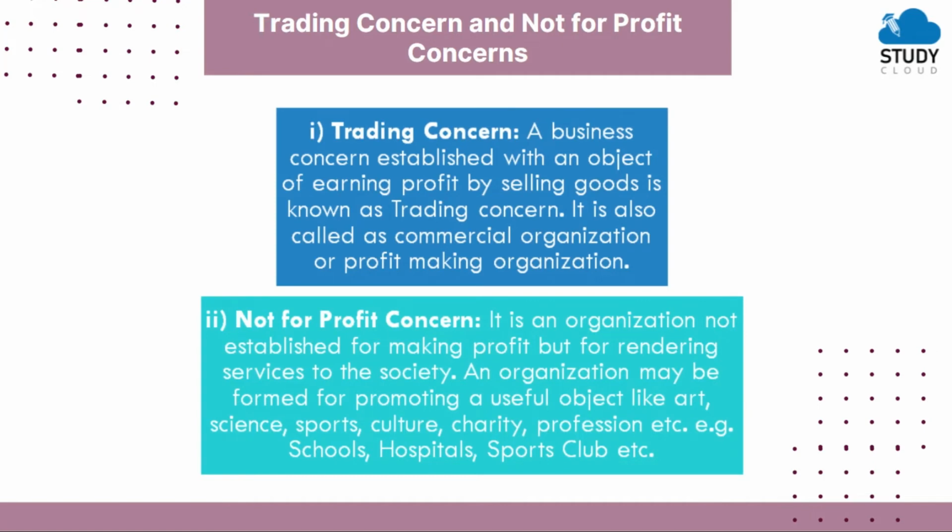For example, if there is a hospital, the main purpose of a hospital is to provide service or to provide a proper healthcare system to the citizen, not to earn profit. The main objective of schools will be to provide education but not to earn profit. These are known as not for profit concerns.